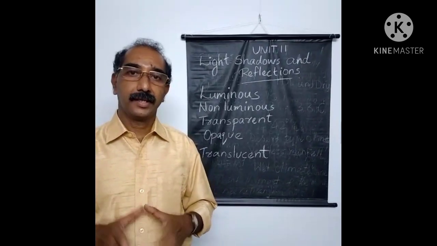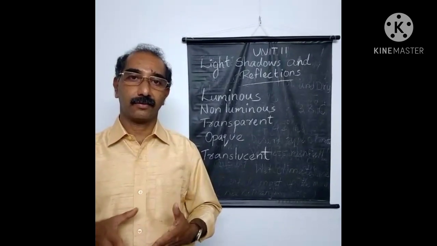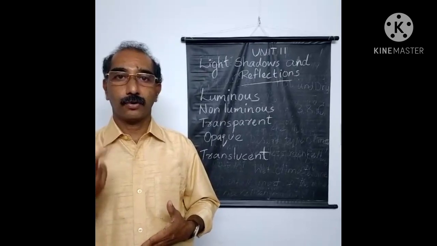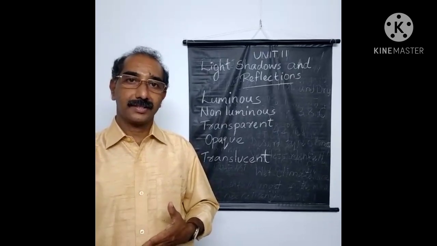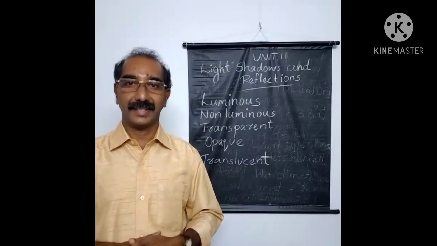The answer is, we are able to see things around us because of light. When light falls on an object, light rays reflect from this object into our eyes and we see it.